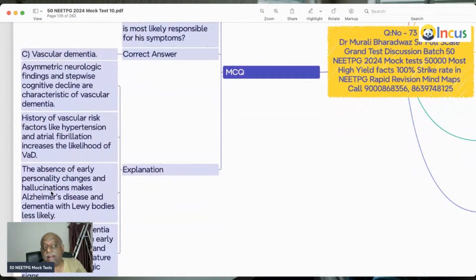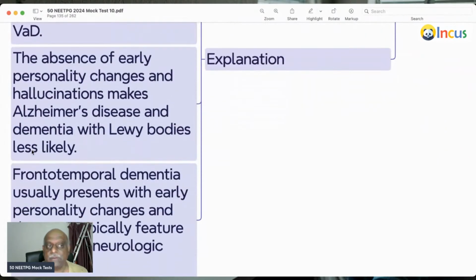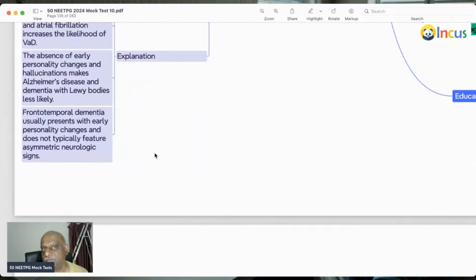Also, hypertension and atrial fibrillation all increase the chance of vascular dementia. Why not Alzheimer's disease? In Alzheimer's, typically you have early personality changes and hallucinations. They are features of Alzheimer's and Lewy body dementia. Why not frontotemporal dementia? It's called FTD. In FTD, very early personality changes will come, right? So that is not a feature of FTD.